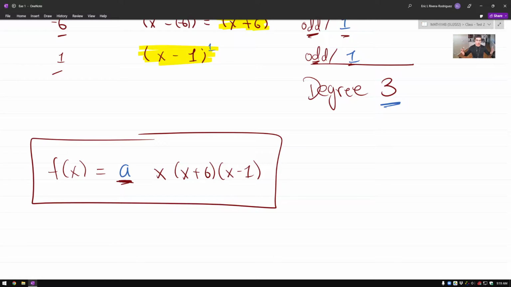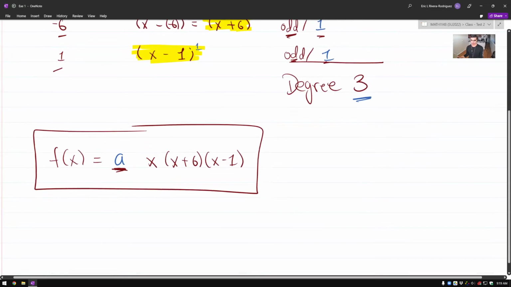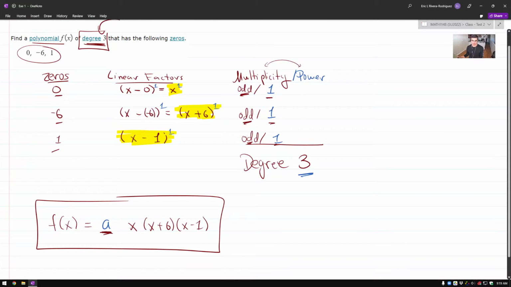We do not know the actual leading coefficient, because right now we have infinite possibilities of polynomials with these exact properties: a degree of 3 and zeros being 0, -6, and 1. Okay, so that is how we answer this. Any questions?